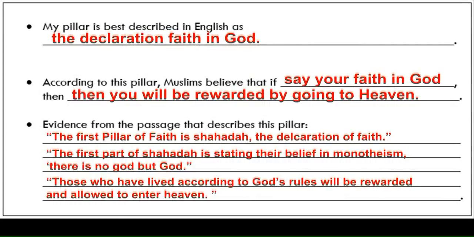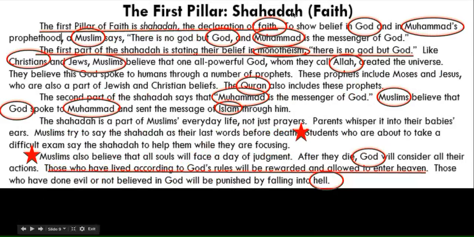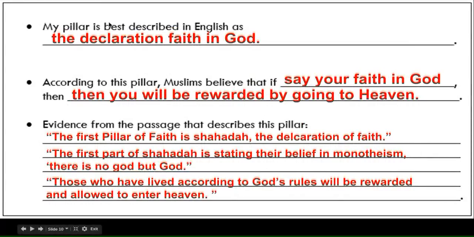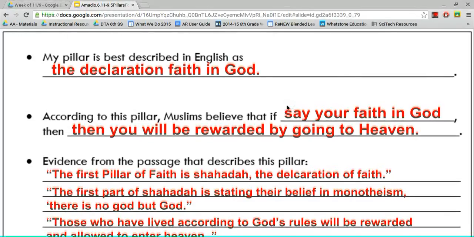All right, now on to this part. What I had to do here was answer the questions based off the passage. So the first question says, my pillar is best described in English as, it's more of a fill in the blank. And I found that answer in the first sentence and also the title. The title gives a parenthesis of the English translation. So what I filled in is, my pillar is best described in English as the declaration of faith in God. According to this pillar, Muslims believe that if you say your faith in God, then you will be rewarded by going to heaven.